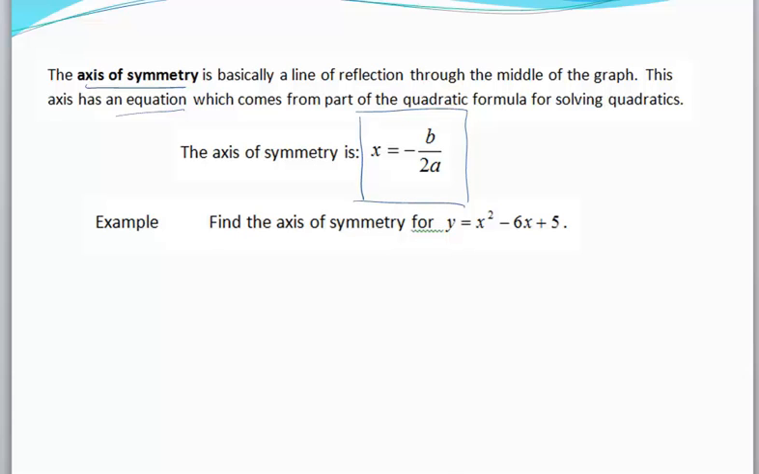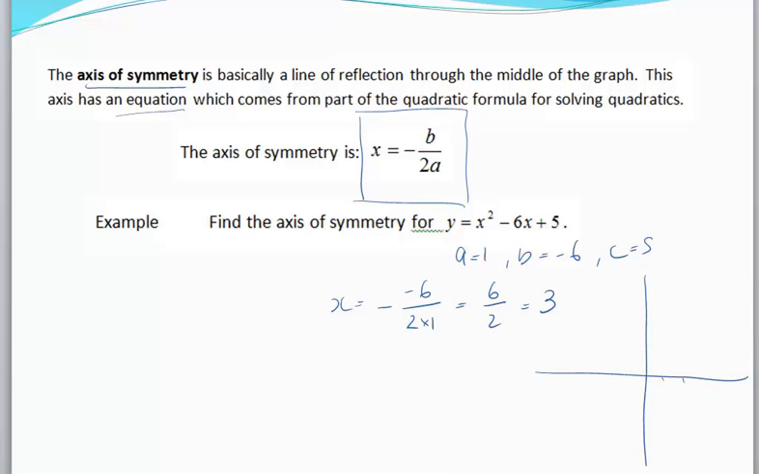So here y is equal to x squared minus 6x plus 5. So we have a is equal to 1, b is equal to minus 6, c is equal to 5. So x here is equal to minus minus 6 on 2 times 1. Negative times negative is positive, so well, 6 on 2 is equal to 3. So what we're saying for this, if we have our point 1, 2, 3, x is equal to 3, we can draw an axis of symmetry here, and our parabola will be symmetric about this line.